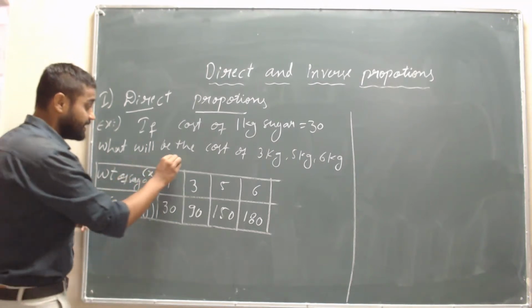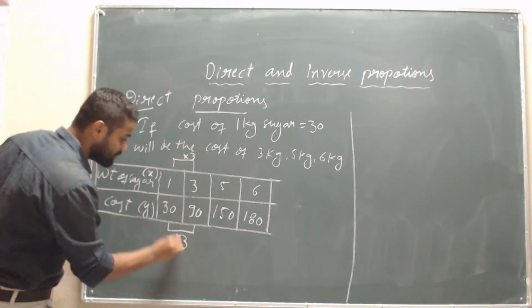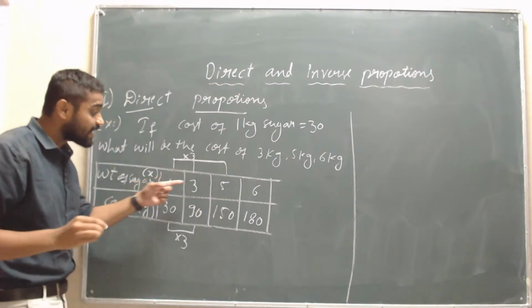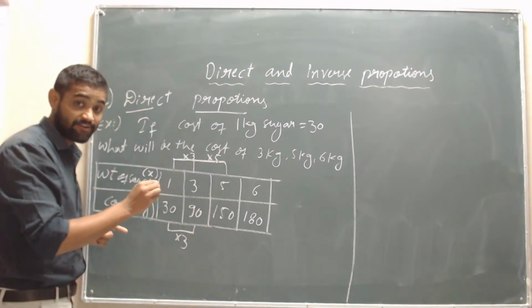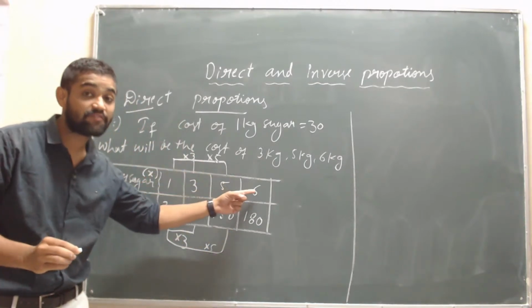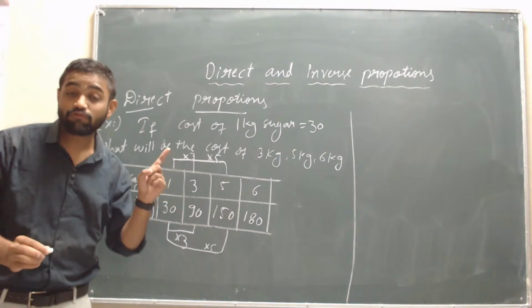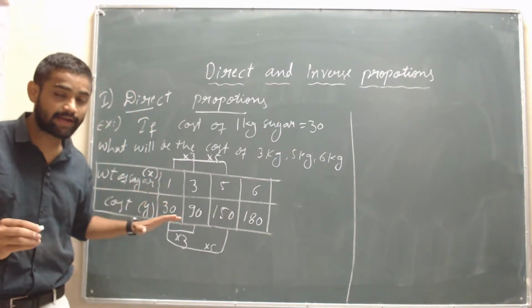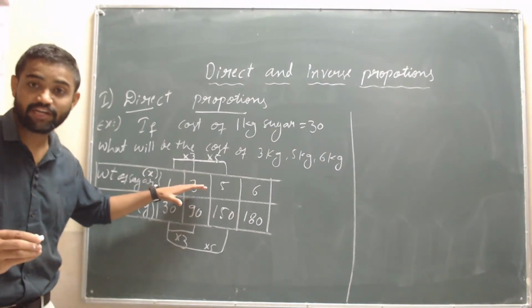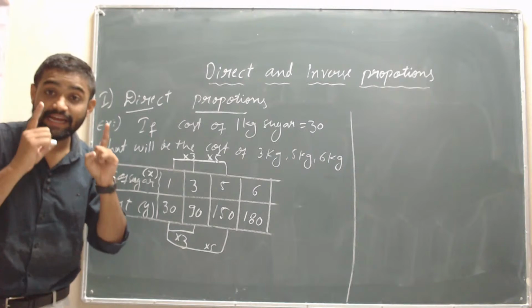See here, I have multiplied by 3, and here also I have multiplied by 3. 30 into 3 is 90. And in the next, I have multiplied by 5, and here also by 5. Students, are you getting my point? And as usual, here I have multiplied by 6. 1 into 6 is 6, and 30 into 6 is 180. Like that. Here we have to concentrate that the cost of sugar is increasing with respect to the weight of sugar. And this is called direct proportion, students.